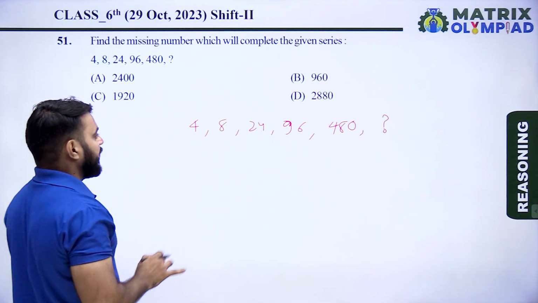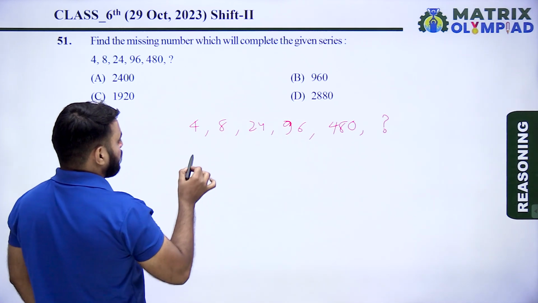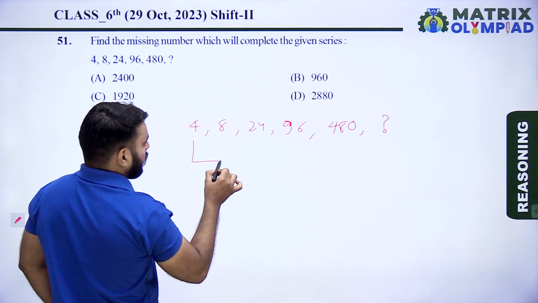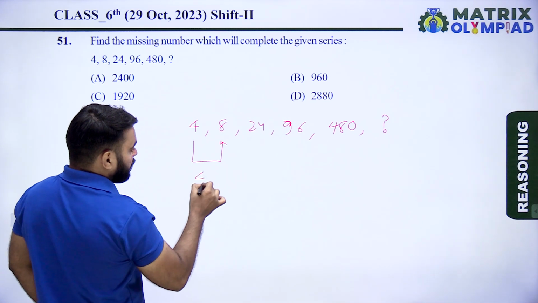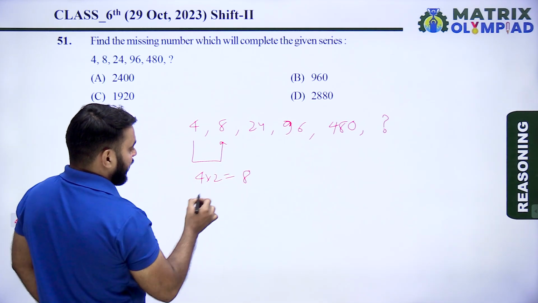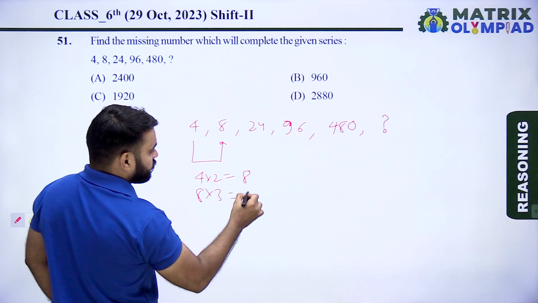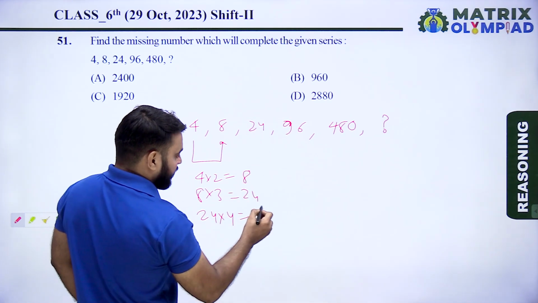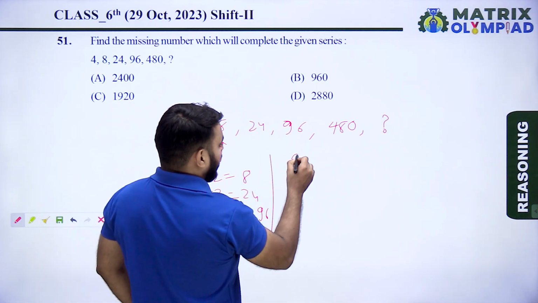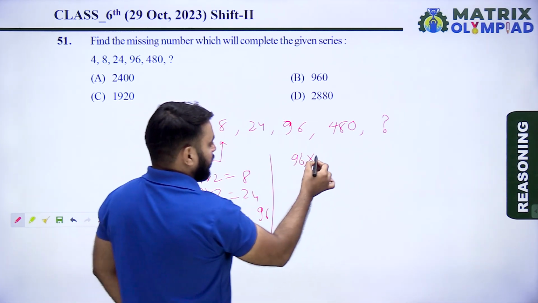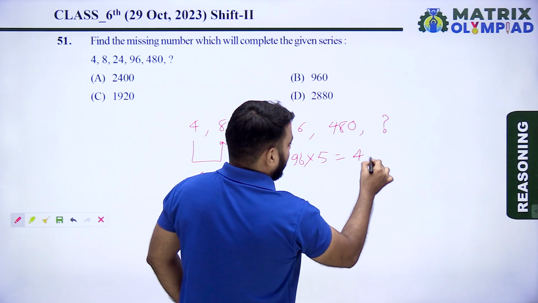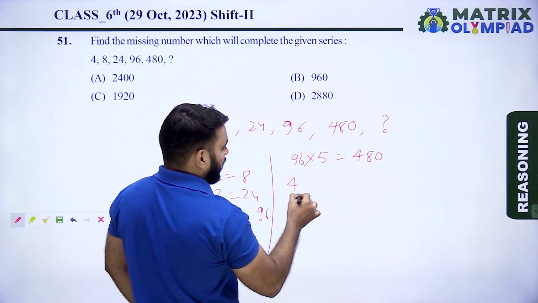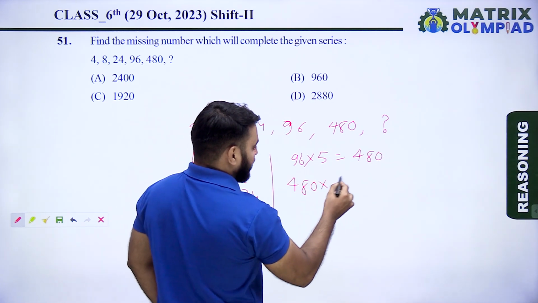So first find the pattern of the question. So pattern of the series is 4 to 8. It means 4 multiplied by 2, it means 8. Now 8 multiplied by 3, it means 24. Now 24 multiplied by 4, it means 96. Similarly 96 multiplied by 5, it means 480. Now 480 multiplied by 6.